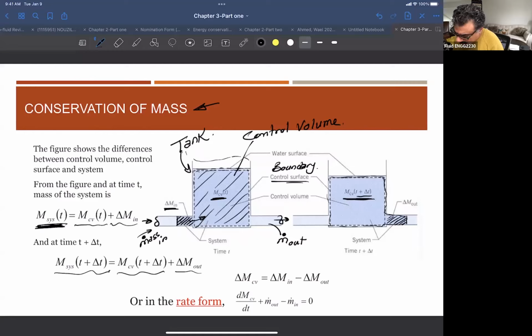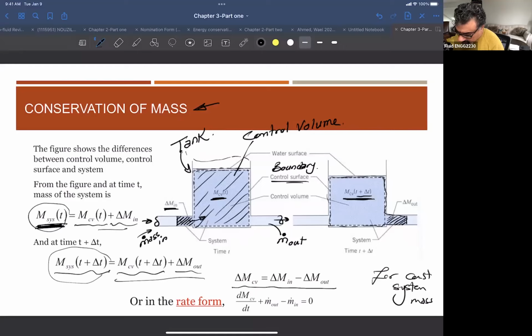In order to find the mass of the control volume, I can take the difference. What is the difference for a constant system mass? This part here and this part here are equal, so this side and this side will be equal, which means that the change with respect to the mass of the control volume will be equal to the delta mass in minus the delta mass out.